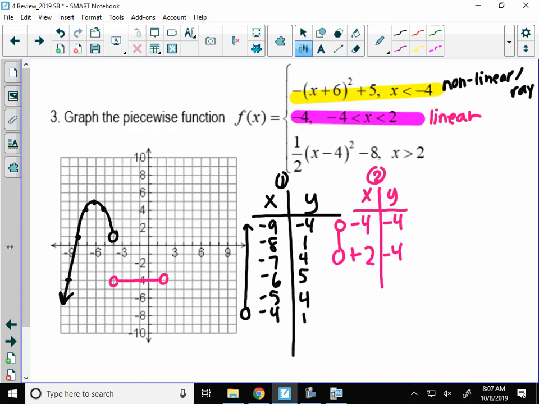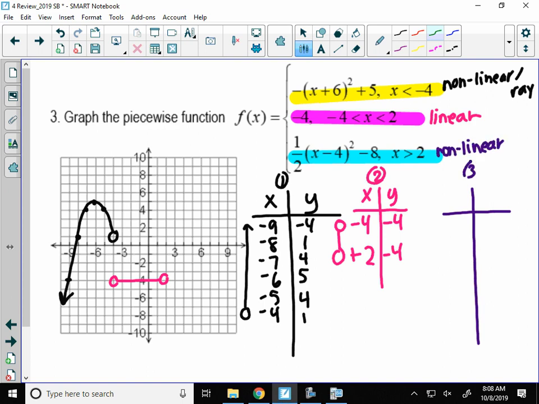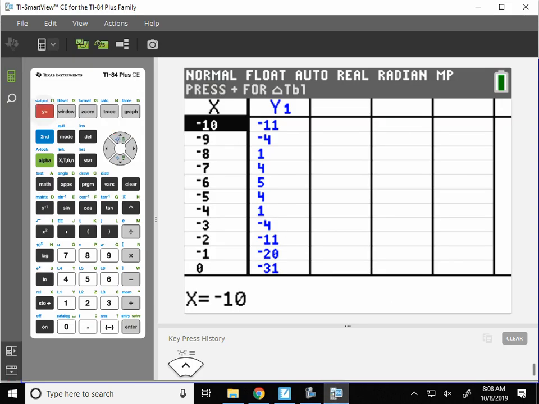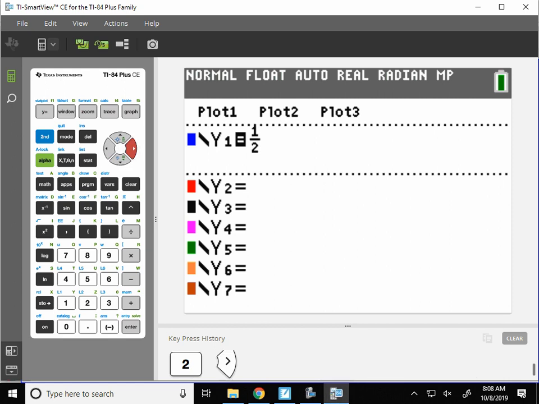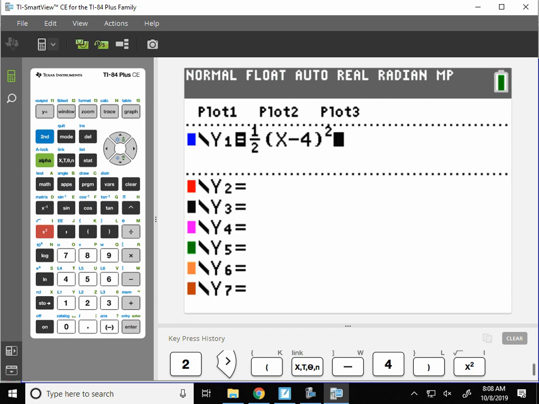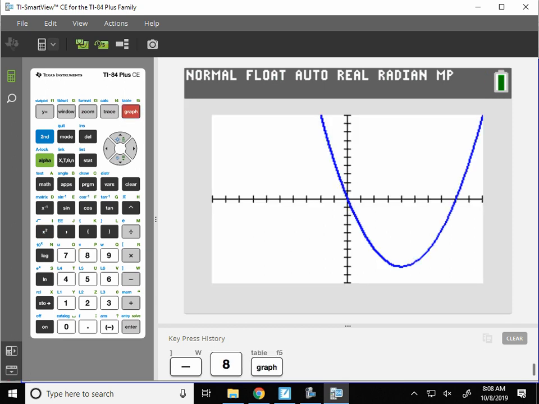All right, last one here. Let's grab the blue. For this last one, I have an array again, and it's nonlinear. Because it's an array and it's nonlinear, I'm going to use my calculator, and I'm going to plot all the points bigger than 2 that are going to fit on my graph. So here I will have 1/2 parentheses x minus 4 squared minus 8. Here's the picture.